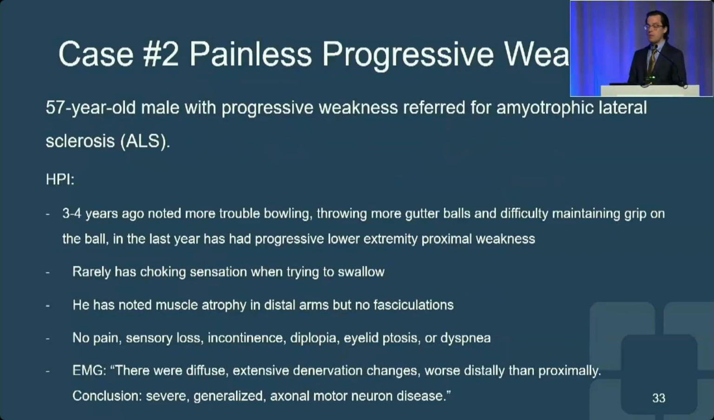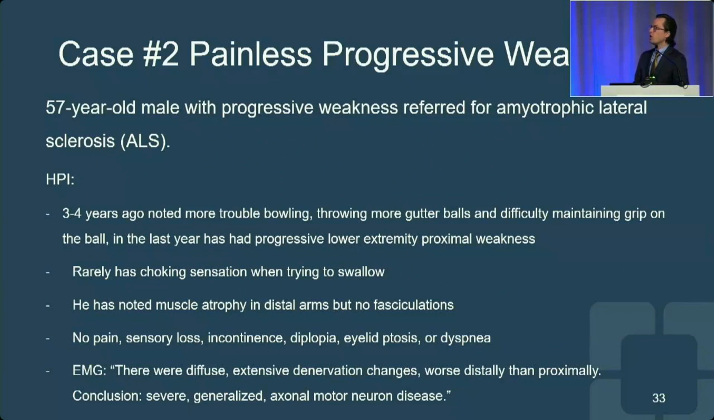Okay. My second case is a 57-year-old male who I saw for progressive weakness. He was referred for ALS. He had a pretty prolonged course. 3 or 4 years ago, he started to notice weakness in the hand, trouble holding a bowling ball. Rarely, he has a little bit of choking sensation when he tries to swallow. He has had some muscle atrophy in the distal arms, but no fasciculations. No real sensory symptoms, no other clear bulbar or ocular involvement.